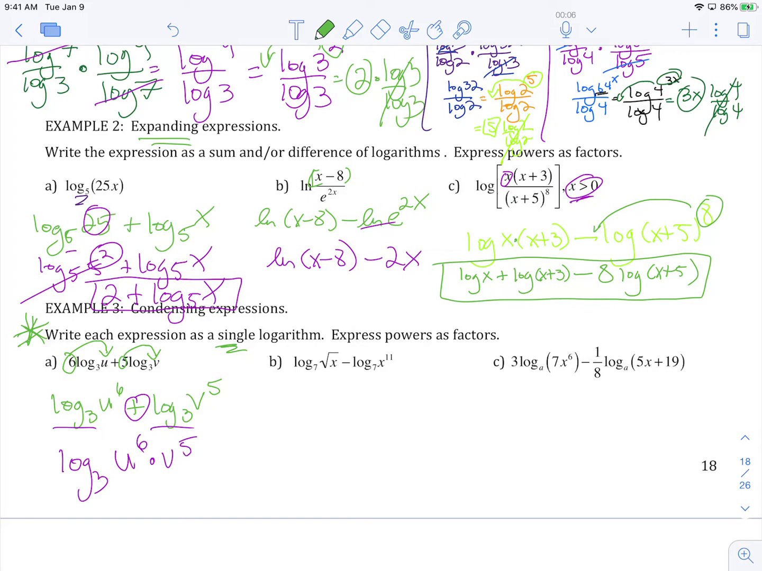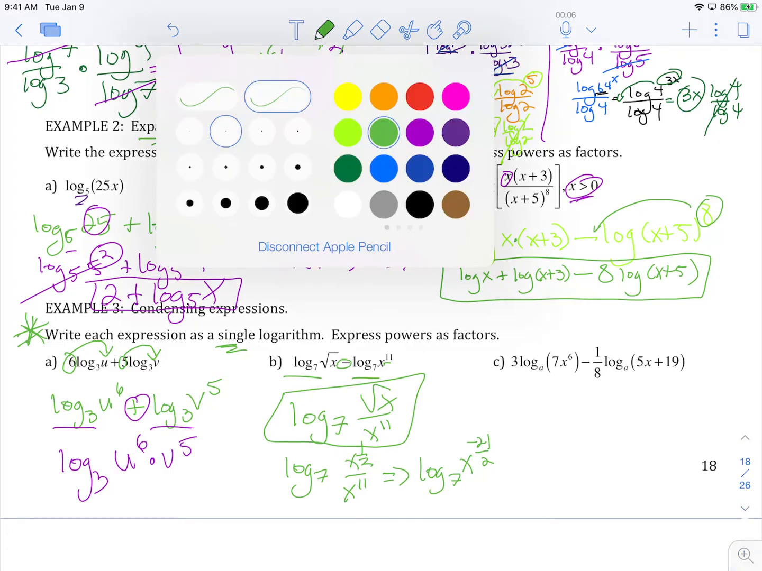Okay, over here, the same idea. It's a little bit easier, I guess, because it's just the same base and there's a minus sign in between, and you already have it as an exponent. So this just becomes log base 7 of root x over x to the 11th. I would leave it like that. You could, if you wanted to, rewrite this as x to the 1/2 over x to the 11th, and then you could use exponent rules and subtract 1/2 minus 11 and get log base 7 of x to the negative 21 over 2 power. But there's no need. This is a perfectly good answer.